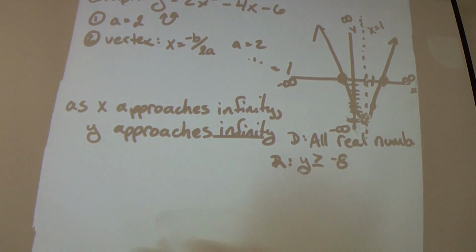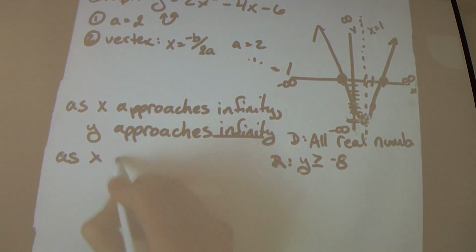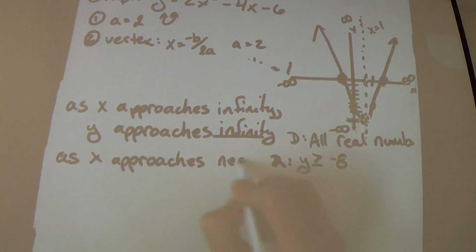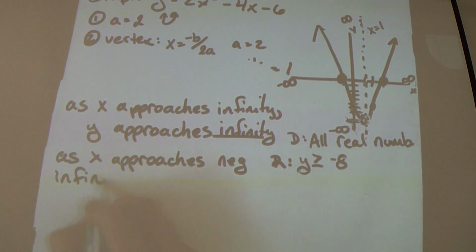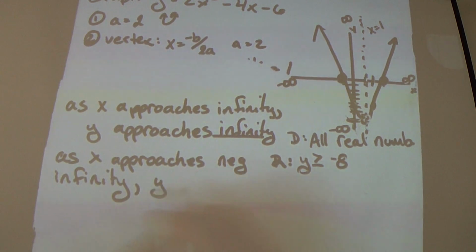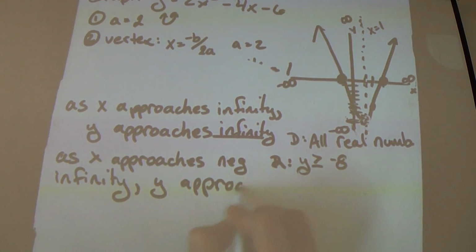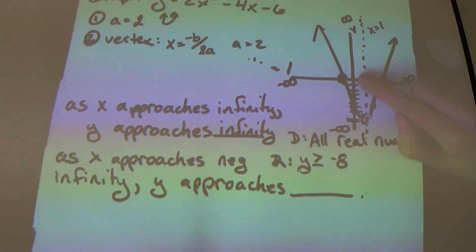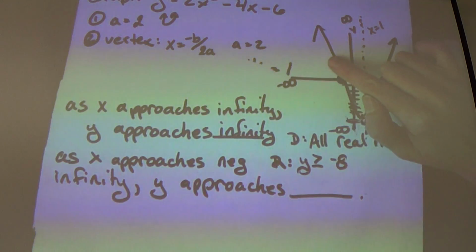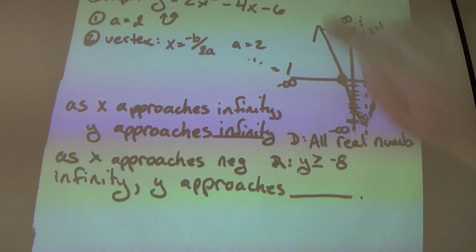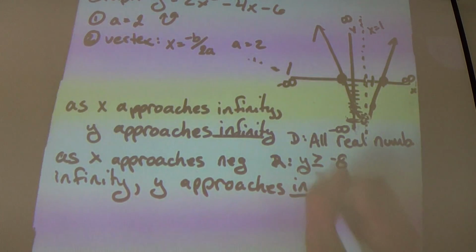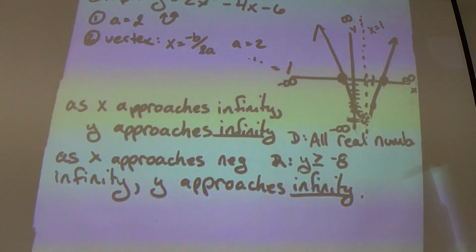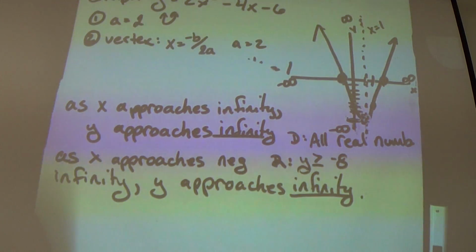Now they'll try to confuse you by saying, okay, well let's change it. As x approaches negative infinity, y approaches, and then again blank. Yeah, so as I go all the way left, I'm still pointing up, which means I'm still approaching infinity. When is the only time I'm going to be approaching what we call negative infinity? If I have a frowny face.